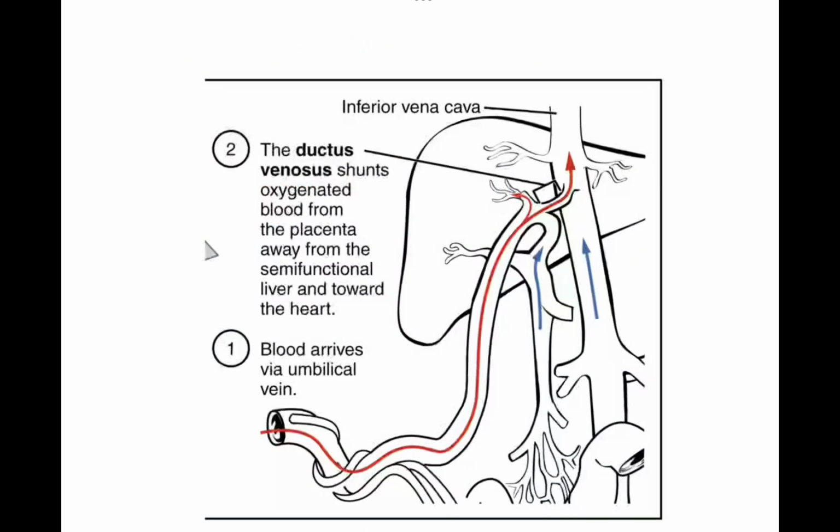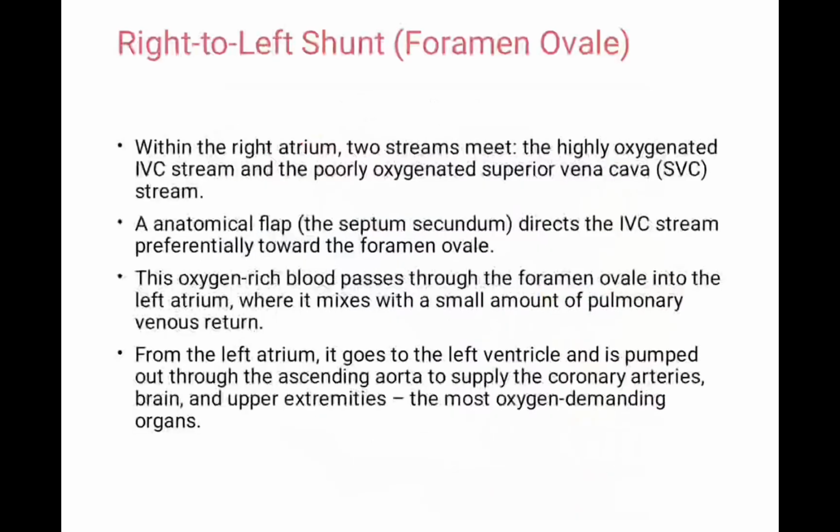We have blood from here, from the umbilical vein, going up, oxygenated and nutrient-rich blood. So it bypasses the liver here, as you can see. And there's another blood coming from the lower limbs, lower extremities, through the inferior vena cava. This blood is deoxygenated. So there's a mixing of this blood here with the blood from the umbilical vein. Now we said the blood from the umbilical vein bypasses the liver sinusoids through the what? The ductus venosus. The ductus venosus shunts oxygenated blood from the placenta away from the semi-functional liver towards the heart.